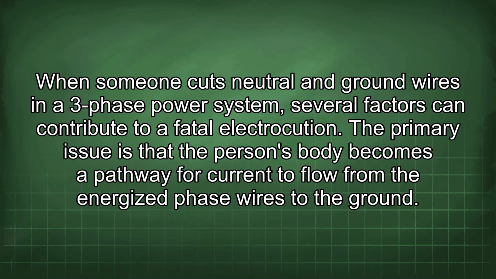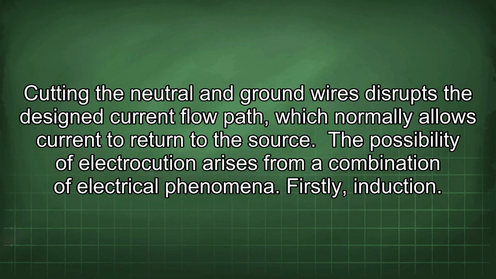When someone cuts neutral and ground wires in a three-phase power system, several factors can contribute to a fatal electrocution. The primary issue is that the person's body becomes a pathway for current to flow from the energized phase wires to the ground. Cutting the neutral and ground wires disrupts the designed current flow path, which normally allows current to return to the source. The possibility of electrocution arises from a combination of electrical phenomena.